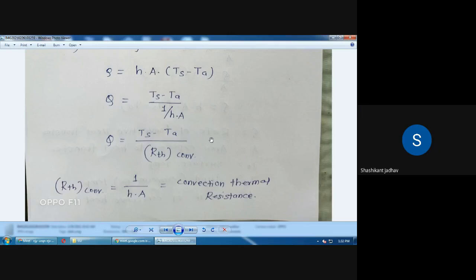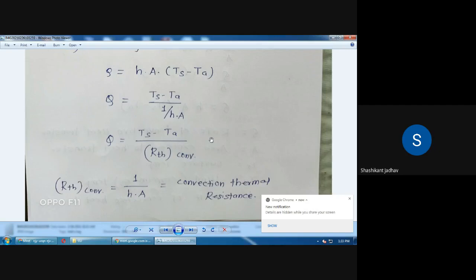So these two are different equations. The first equation we use for conduction, and Q is equal to H into A into Ts minus Ta we use for convection. And what is the thermal resistance for conduction? That is dx by k, by which we find the thermal resistance for conduction. For convection, 1 upon hA is the thermal resistance, and by using that we find the value of thermal resistance for the convection.